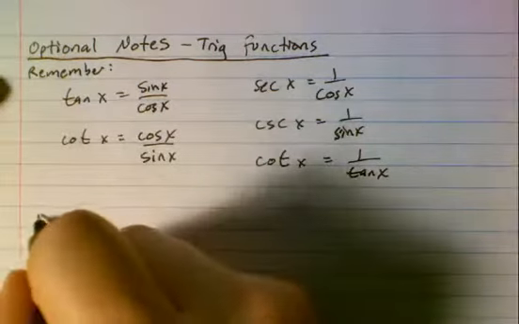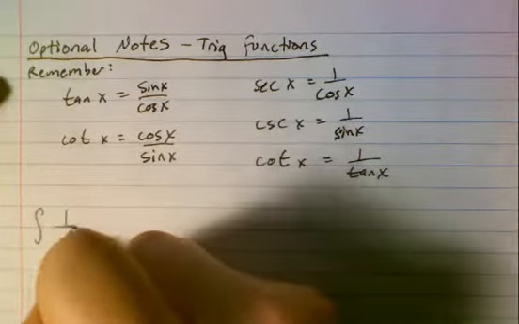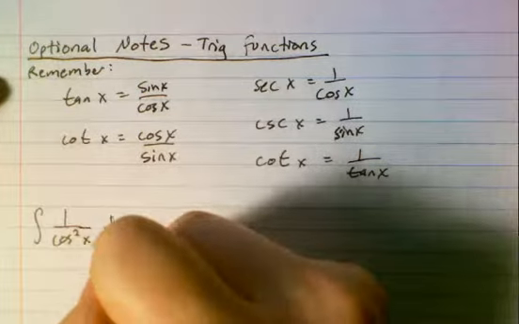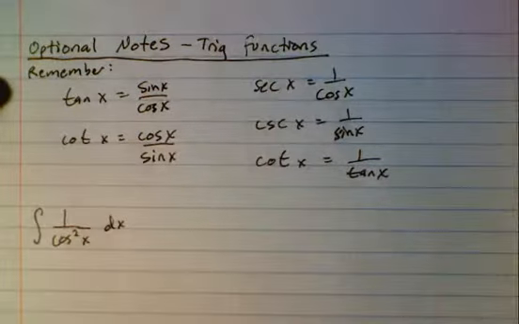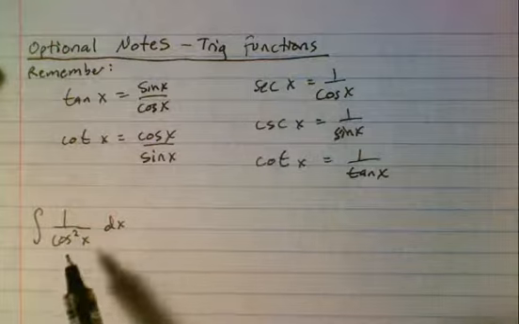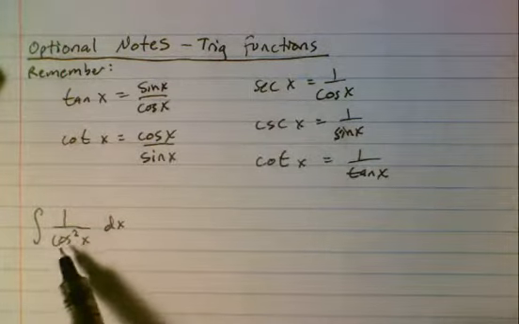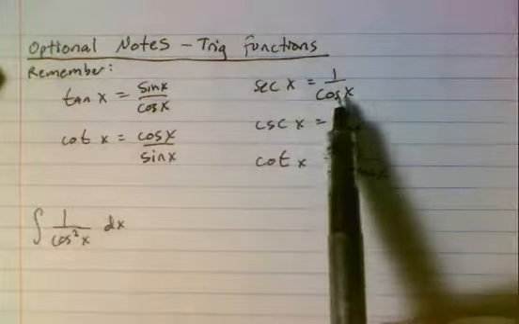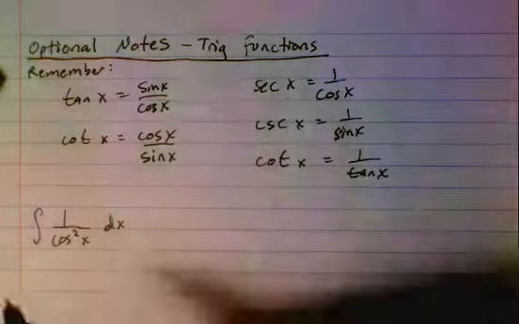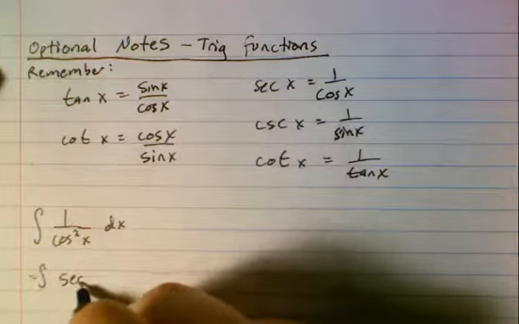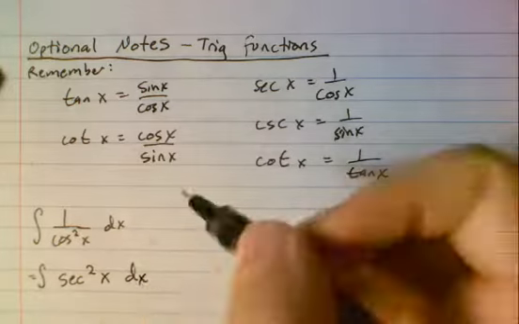So let's say we're trying to take something like the antiderivative of 1 over the cosine squared of x with respect to x. We don't know how to deal with squareds right now, but we do know that 1 over the cosine of x is the secant of x. So 1 over cosine squared is the same as the secant squared of x dx.